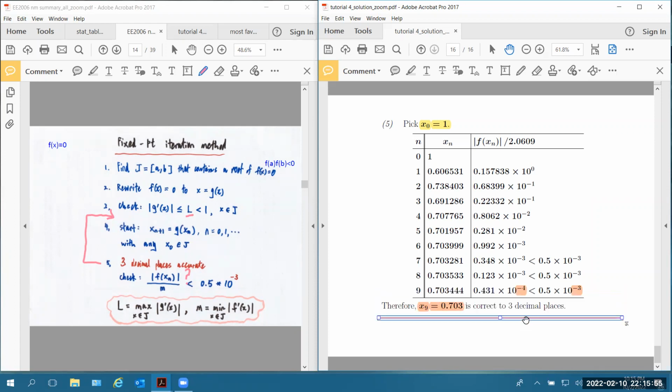Well, we want to be very safe, right? So then you do one more, then you get to here, wow, 10 to the power minus 4. This time you really feel very safe. So if you want to be safe, then we just take x9. And x9, to 3 decimal places. Of course, you see the next digit is 4, right? So you just truncate. So you just take 0.703. Is it okay, class?